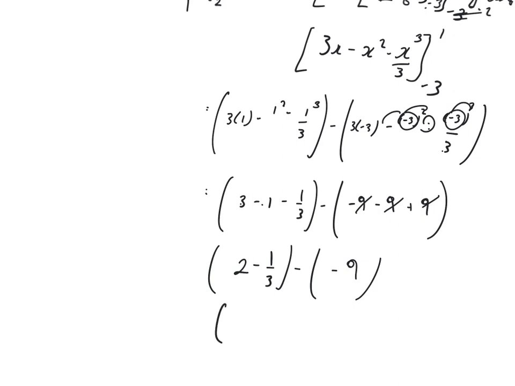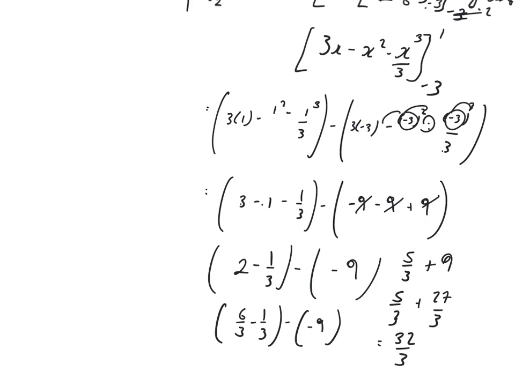minus 9. Okay, so 2, I'm going to write that in thirds, so it's going to be 6 thirds minus 1 third minus 9. That's 5 thirds plus 9, 5 thirds plus 27 thirds, and that is 32 thirds. Check, and it can be simplified, which you can't, 32 over 3 square units.